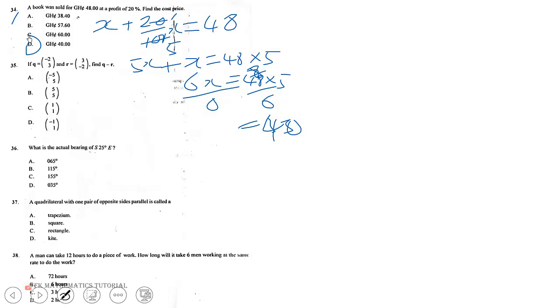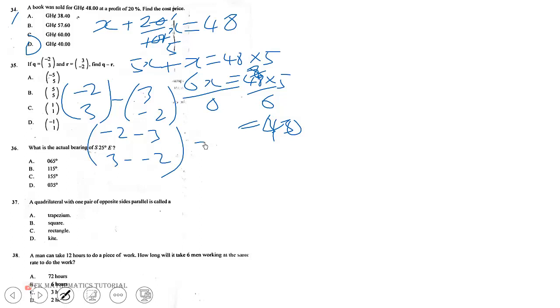If vector q is equal to negative 2, 3, and r equal to 3, negative 2, find q minus r. So q minus r will be negative 2, 3 minus 3, negative 2. So that will be negative 2 minus 3, then 3 minus negative 2. So that will give us negative 5, 5. So negative 5, 5 will be A.